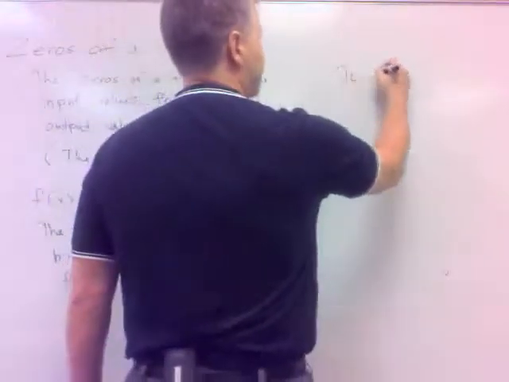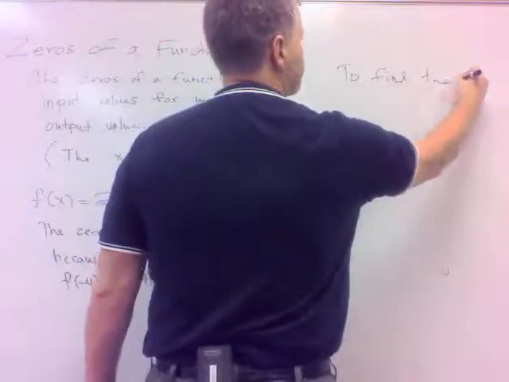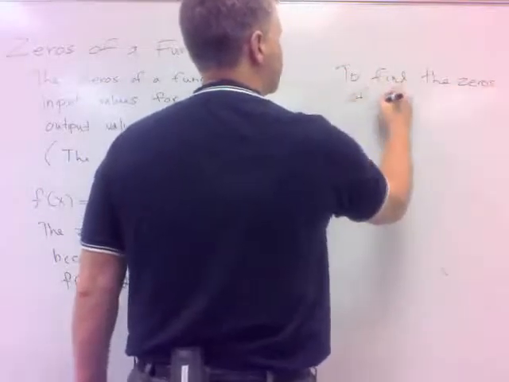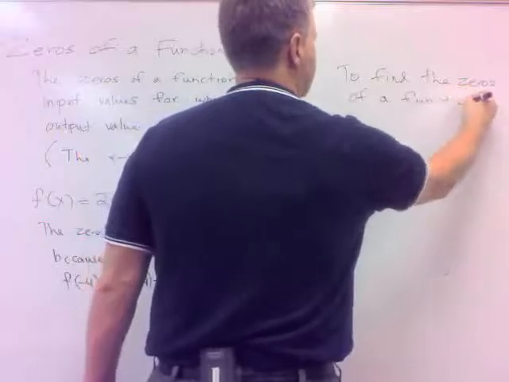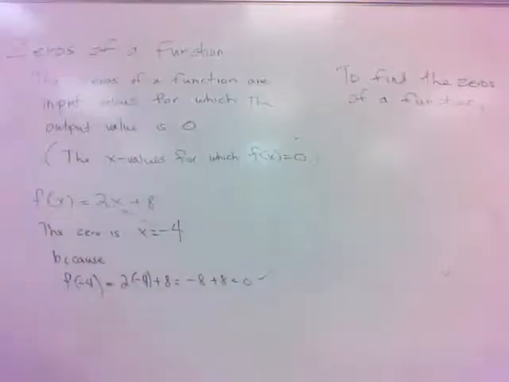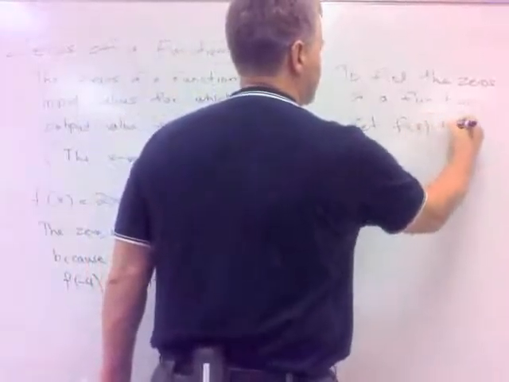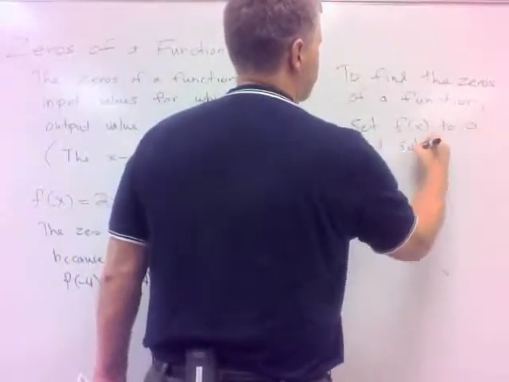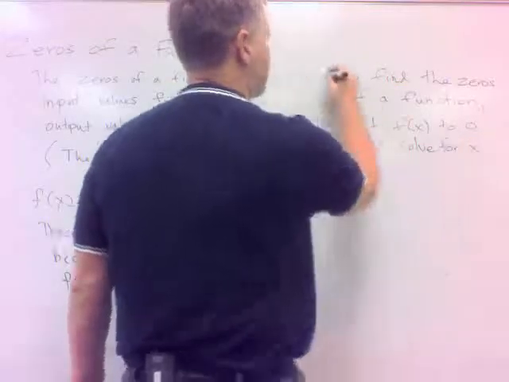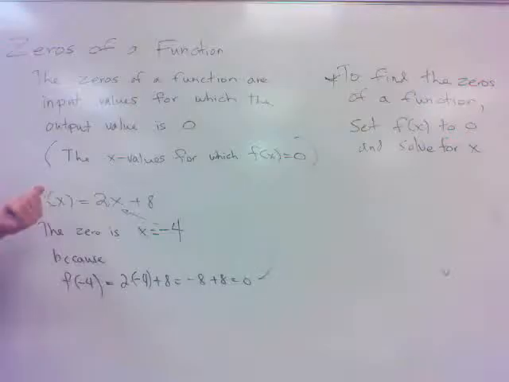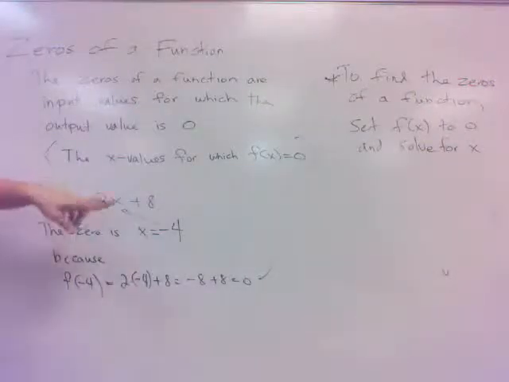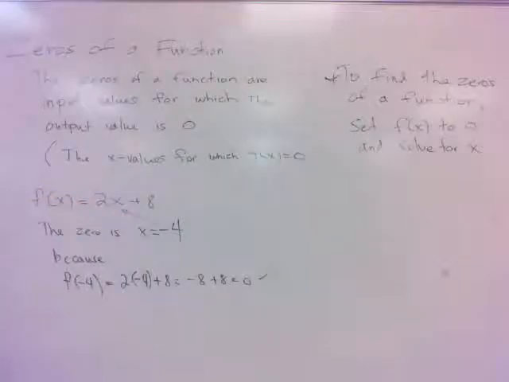Well, to find the zeros of a function, you should choose the definition here. To find the zeros of a function, set f of x to 0 and solve for x. Okay, that's how you find them. Because that's what you want, right? You want the f of x to be 0. We could have done that with this one. Set the f of x to 0 and then solve that out, and you get x is -4. But, yeah, that's how you find zeros of a function. Set the f of x to be 0 and then find your x.